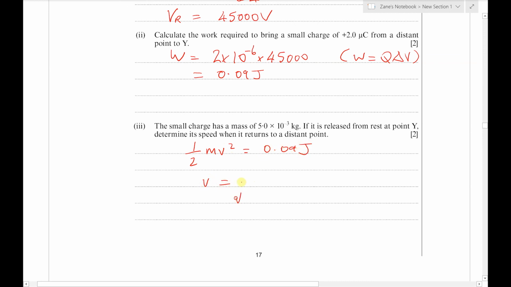So V is going to be the square root of 2 times 0.09, or you can have it as 0.09 divided by a half, that's exactly the same thing, over the mass of this charge, which is 5 times 10 to the minus 3 kilograms. Yes, 5 times 10 to the minus 3, just rereading that a second. And that will give us an answer of, going straight to this, the bracket is 36, so the final answer is 6 meters per second.